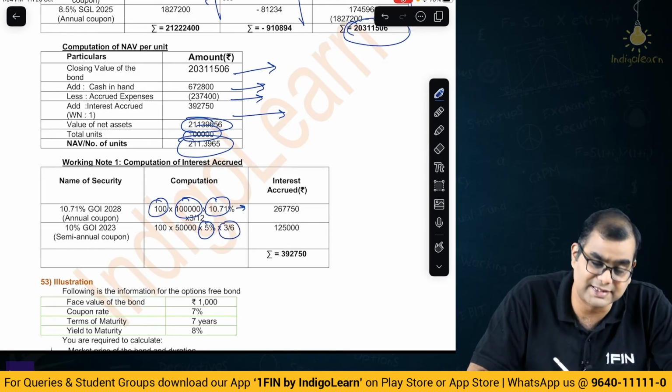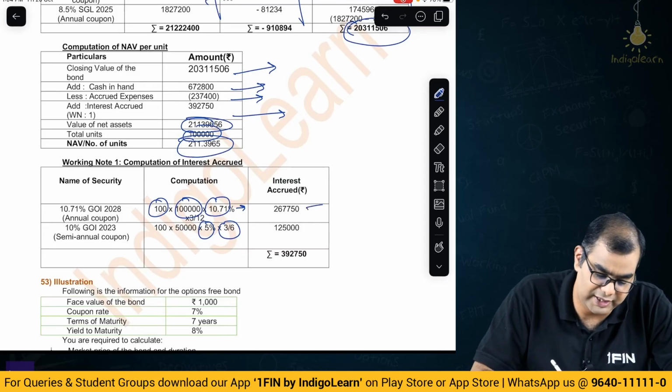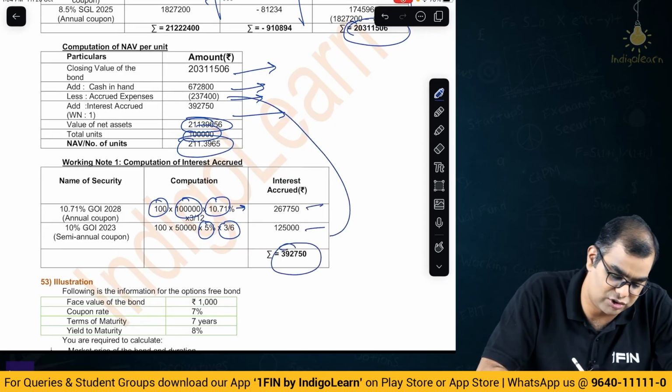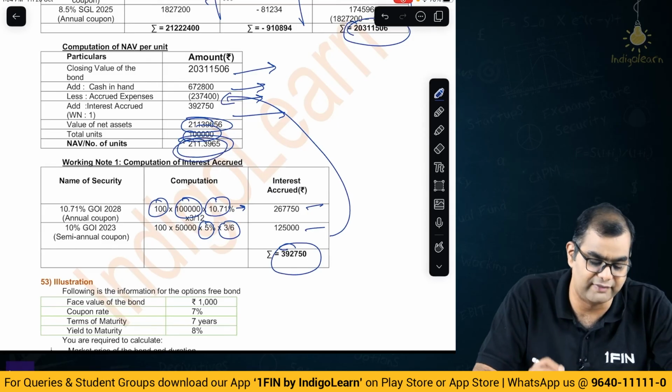For the second case, it is 6 months. Every 6 months you pay, that is a semi-annual coupon. So you multiply by 3/6. So you get the accrued interest value. You add the accrued interest to the NAV computation, and you get the total NAV as 211.396.